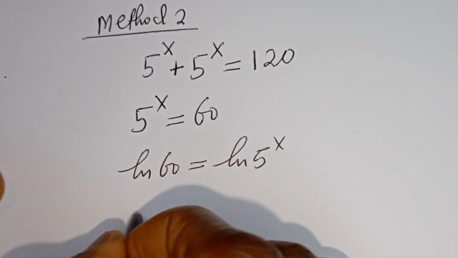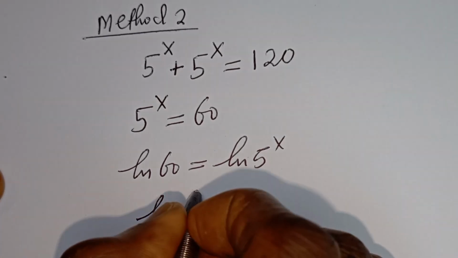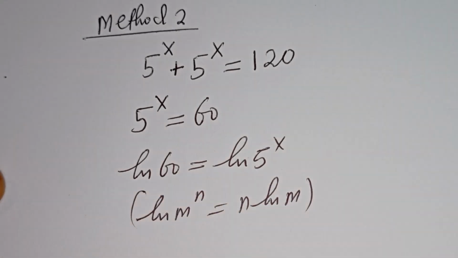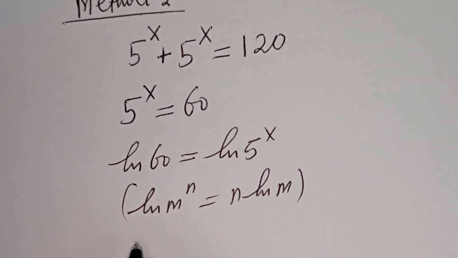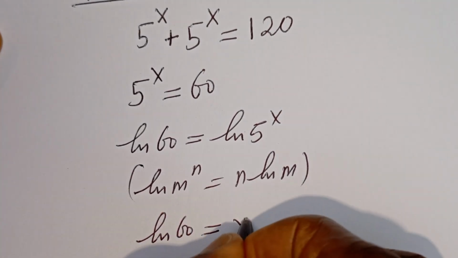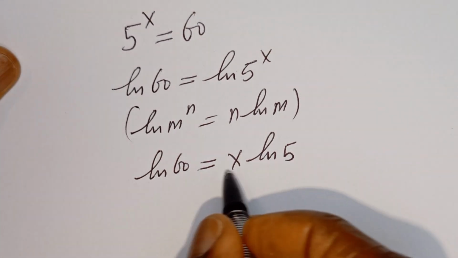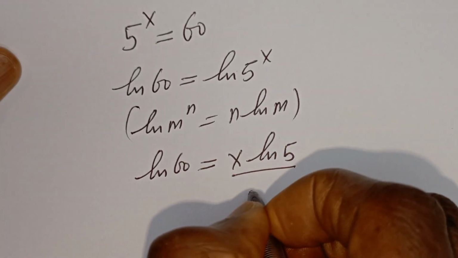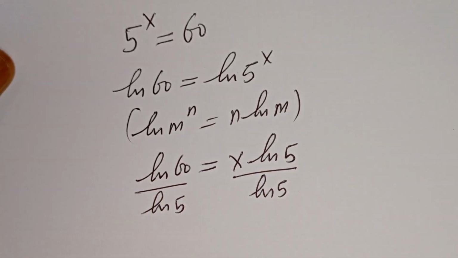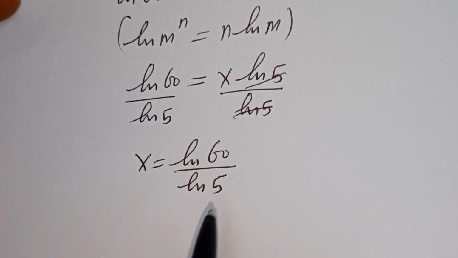Now here, if you have ln of m to the power of n, this is equal to n ln of m. Then this can be written as ln of 60 is equal to x ln of 5. Now we can divide both sides of this equation by ln of 5. This divided by ln of 5 and this divided by ln of 5. This will cancel this. x is equal to ln of 60 over ln of 5.